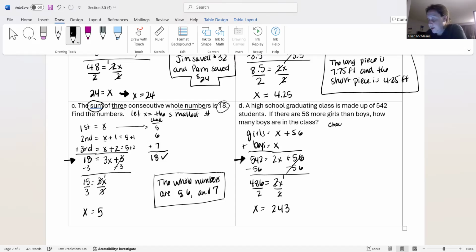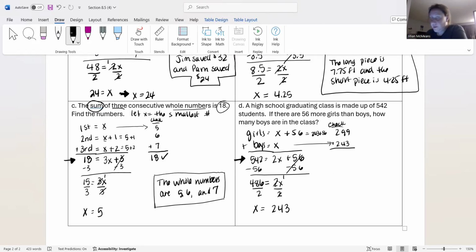So let's just check things out right here. So we get 243. So then the number of girls is going to be X, which is 243, plus 56, which is going to be what, 299? Let's add that up and see if we get the desired final total of what, 542?